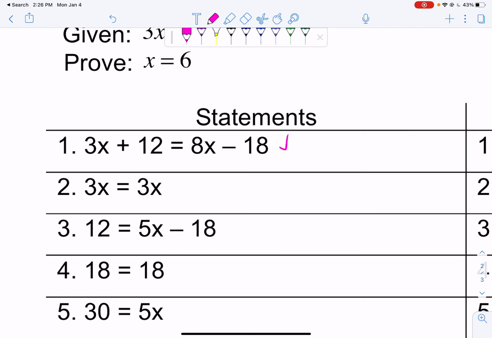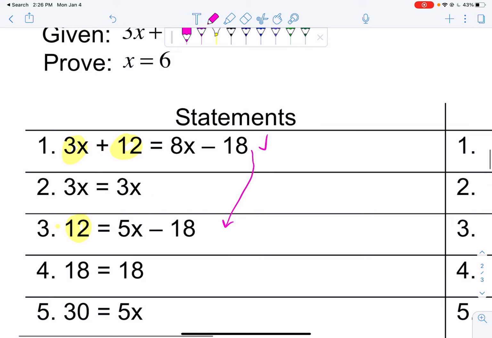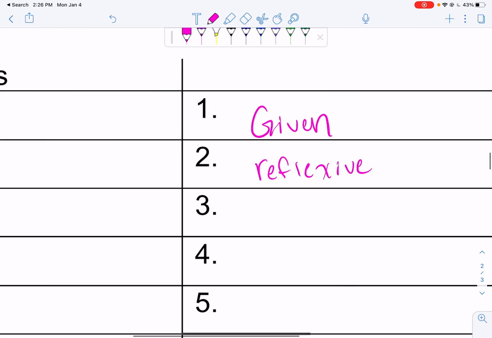Well, you sort of have to ask yourself, how did I change this equation to 12 equals 5x minus 18? Well, if you look, this part of my equation no longer has a 3x. It just has the 12. So I got rid of my 3x by subtracting 3x from both sides to get my 5x. So for my reason for number 3, I would just put subtraction.